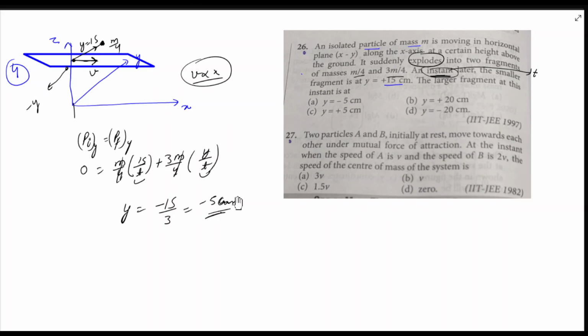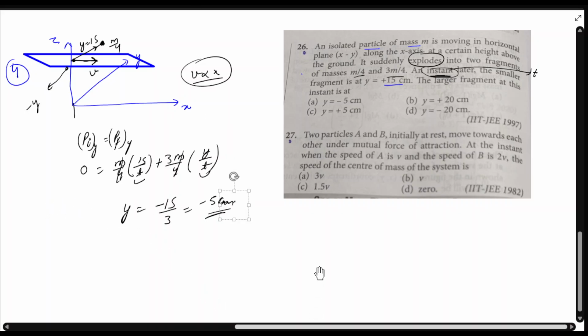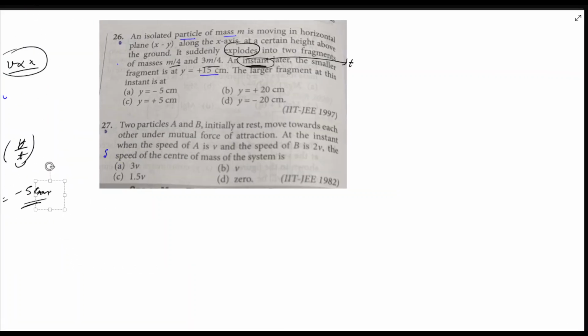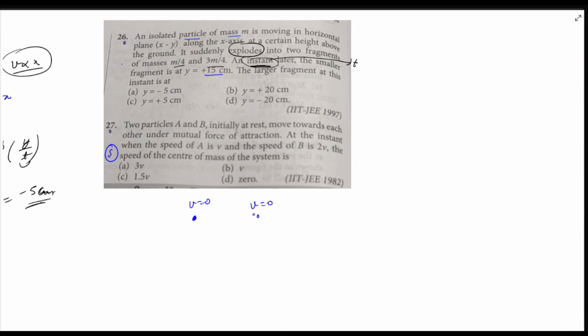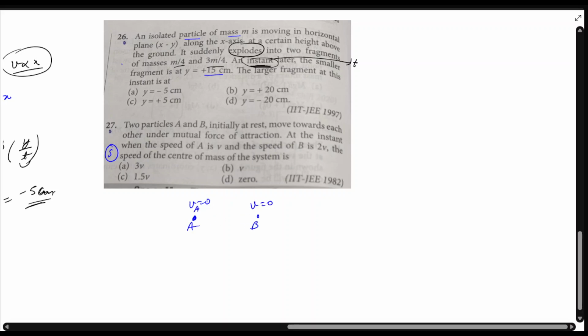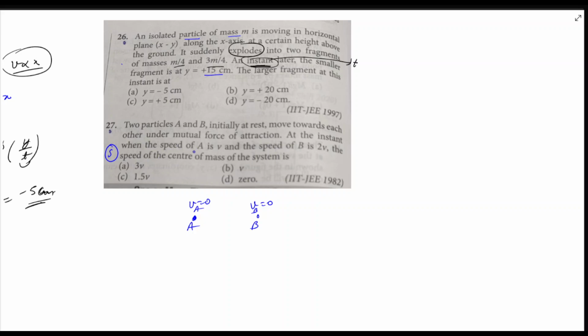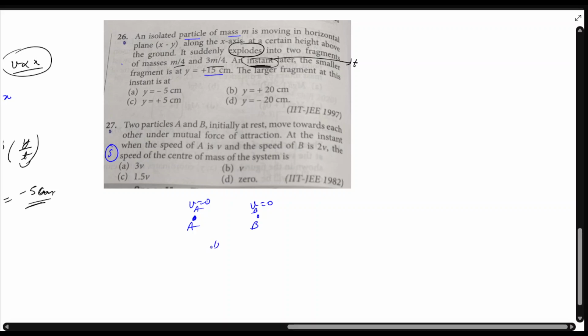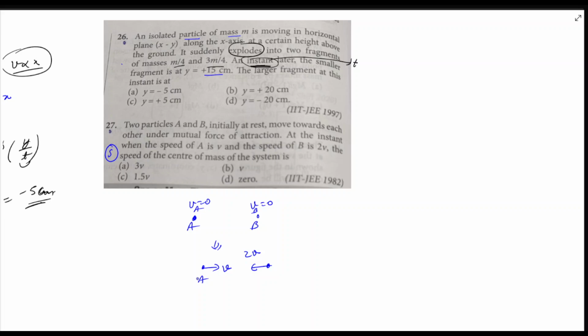Okay, let's move on to our fifth question. So this is our fifth question. Now we have two particles A and B, initially at rest, moving towards each other with a mutual force of attraction. So initially at rest, so this is V0, V0, we say B. Due to mutual interaction, at an instant the speed of A is V. So what happens after some time? The speed of A is V, the speed of B is 2V.